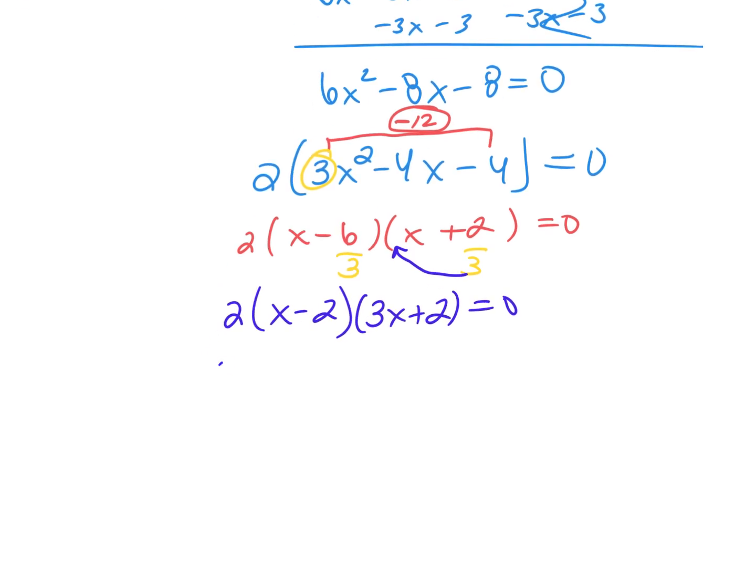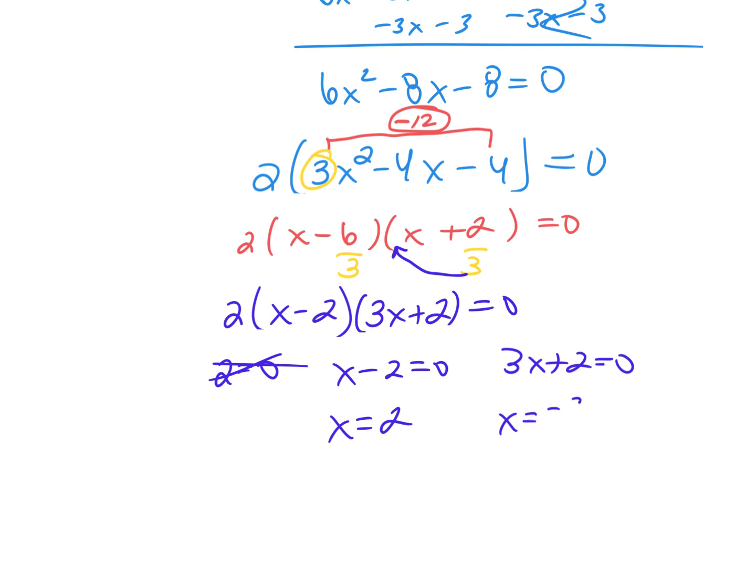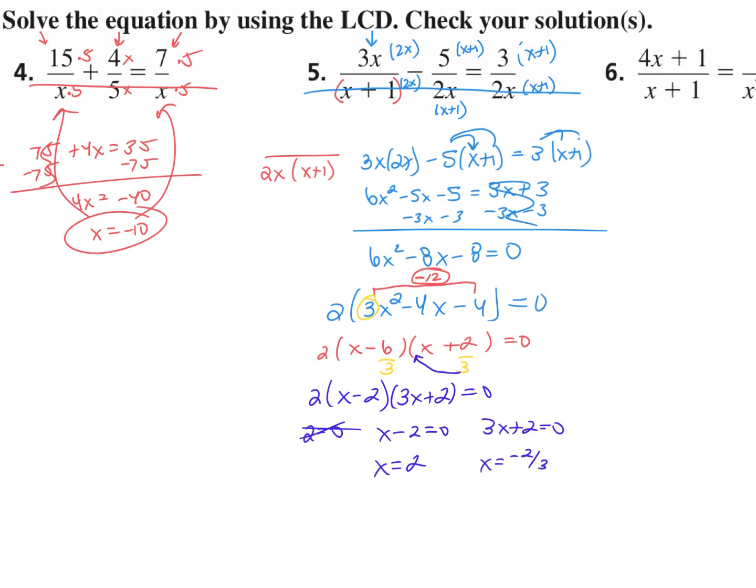Now I set each piece equal to what? Yep. Is 2 ever going to equal 0? No. Here I have x equals 2, and here I have x equals negative 2 over 3. Move 2 to the other side, becomes negative. Divide by 3. And what's the thing I have to remember to do?